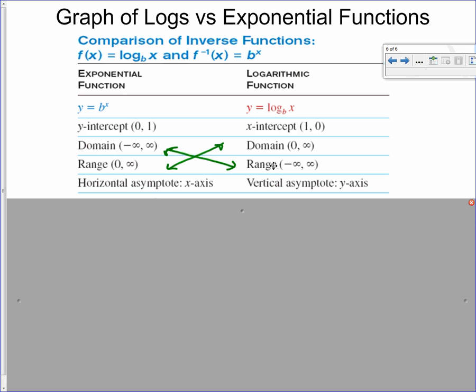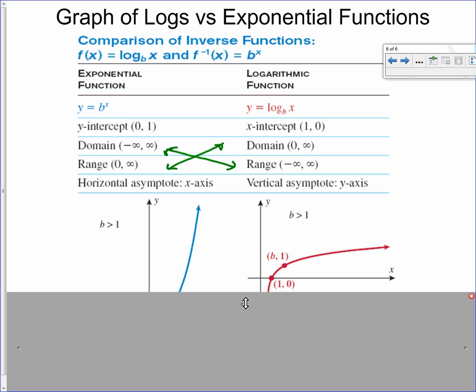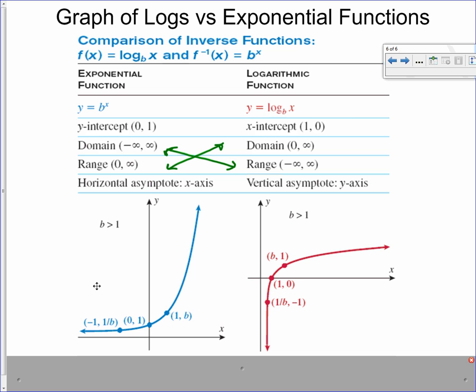Your exponential function has a horizontal asymptote on the x-axis. Your logarithmic function has a vertical asymptote on the y-axis. What is the relationship there? All right, so here we have a graph. On the left, we have our exponential function. And on the right, we have our logarithmic function. So think about what you notice. What do you think would happen if we graph these on the same graph?